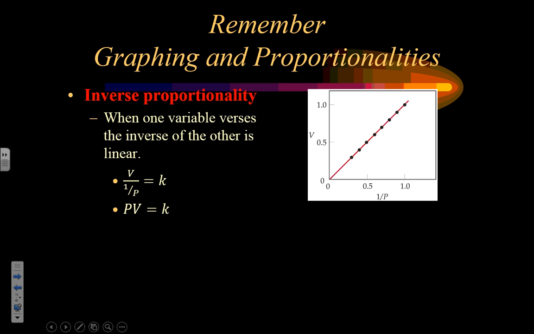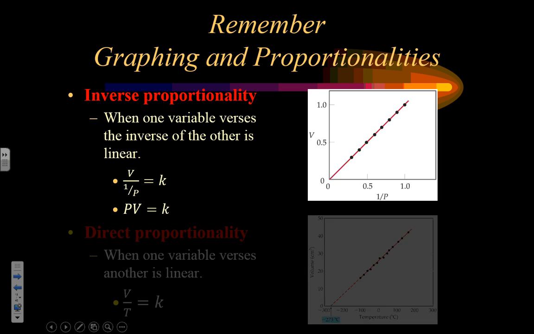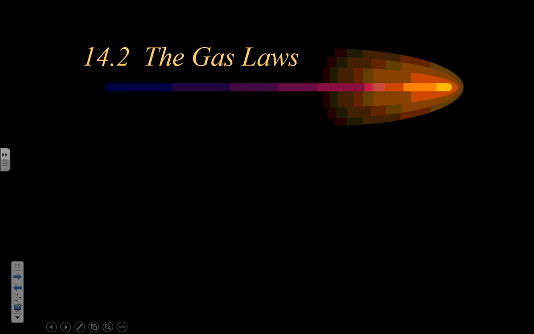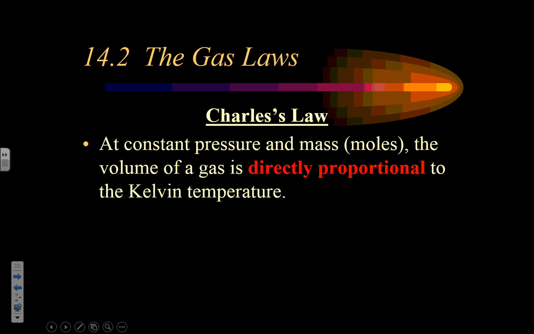Now, that's one type of proportionality. The one we didn't look at yesterday was the second type, and that's the direct proportionality, when one variable versus another is already linear. So in the case of volume and temperature, when we graph volume and temperature, we get a linear relationship. So that would mean V over T equals K. Now, this is a direct proportionality. So what we end up with for volume and temperature is Charles' law, V1 over T1 equals K, V2 over T2 still equals K as long as we're at constant pressure and amount. So therefore, they're equal to each other. And this is a direct proportionality.